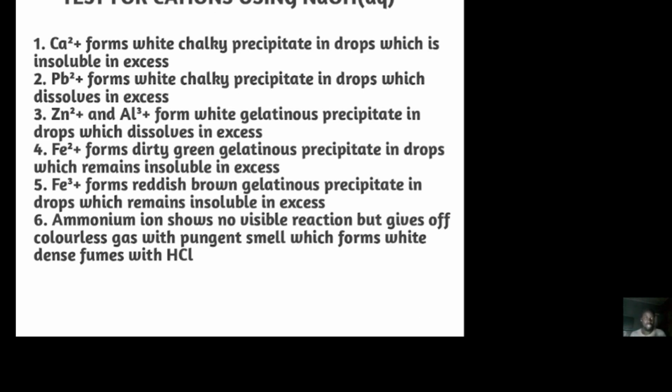Number 3 is zinc 2 plus and aluminium 3. These two ions would form what we call white gelatinous precipitate. If you remember earlier on in this class, we said that zinc, aluminium, and lead are all amphoteric, which implies that they can dissolve in excess NaOH. So you have that. Now, zinc and aluminium will form white gelatinous precipitate, and those precipitates will dissolve in excess NaOH. So what do we mean when we say gelatinous?